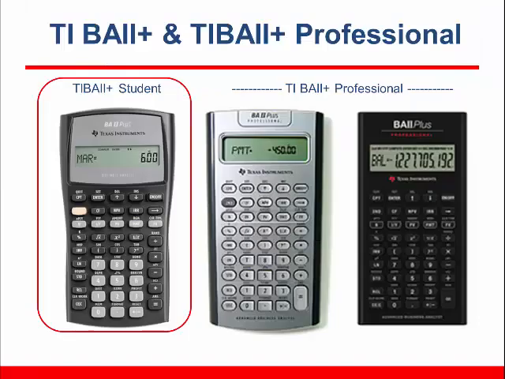The TI Business Analyst 2 comes in two versions, the student version on the left, the $30 one, and the professional version on the right, about $50. The professional does everything the student version does, plus some additional functionality, but the keystrokes are the same on both. This lesson will use the student version for demonstrations. The original professional version is shown in the center, the newer version on the right.